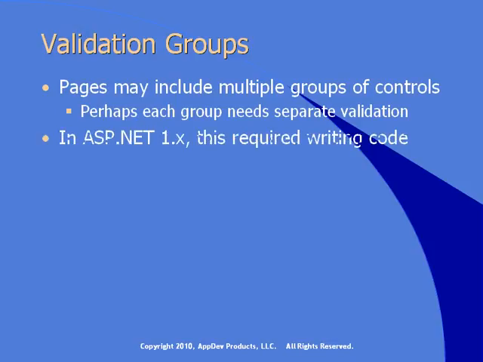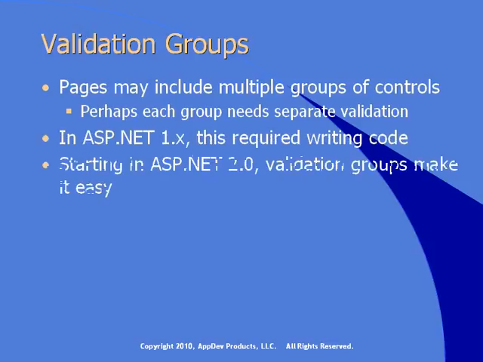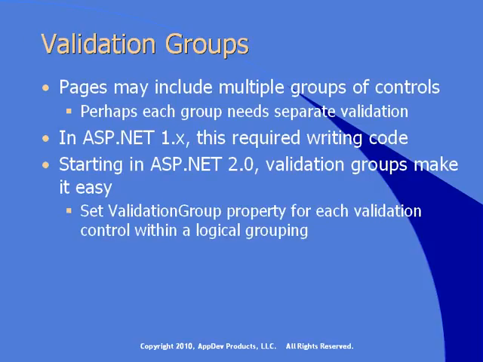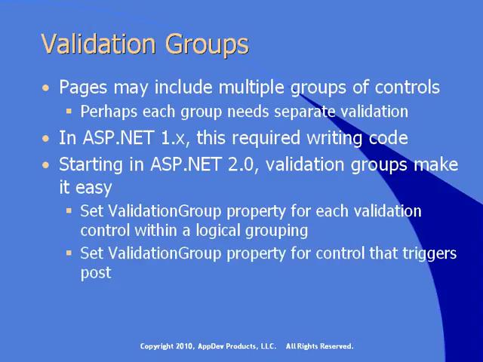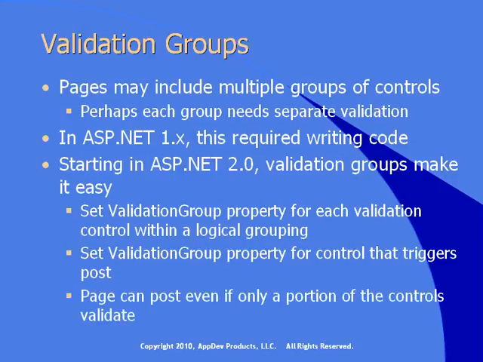In ASP.NET 1.0 or 1.1, this required writing code. Starting at ASP.NET 2.0, validation groups make this feature easy. All you have to do is set the validation group property for each validation control within a logical grouping. And you set the validation group property for the control that triggers the postback. This means that the page can post even if only a portion of the controls on the page validate correctly. Let's look at our example that demonstrates this behavior.